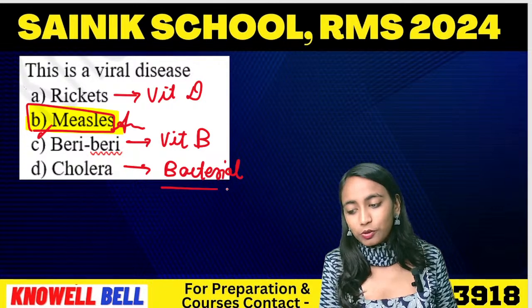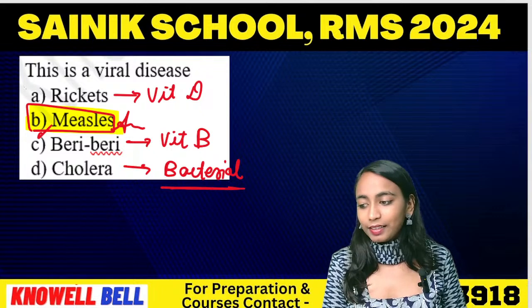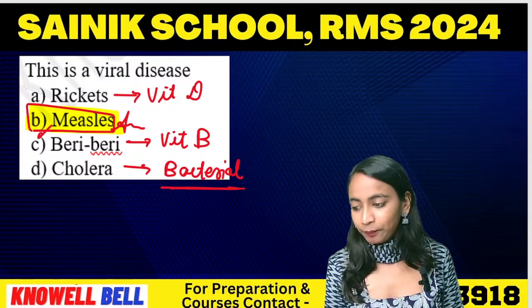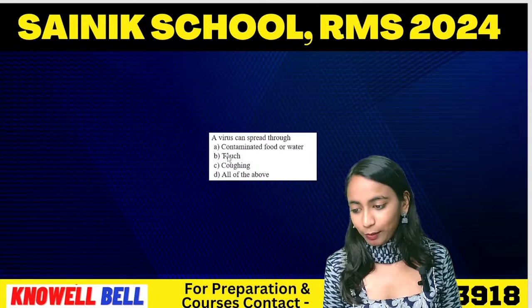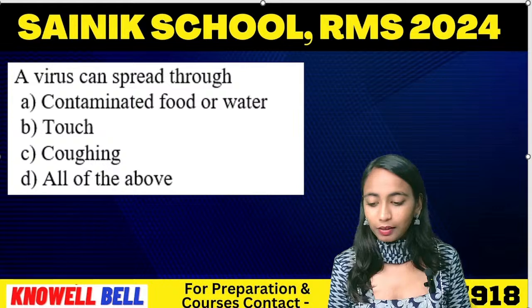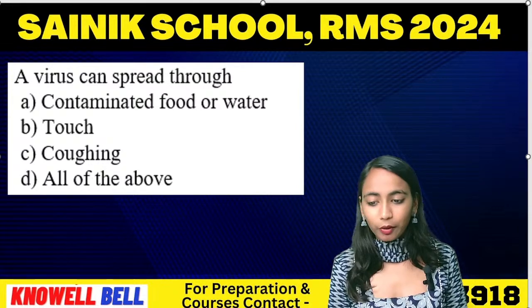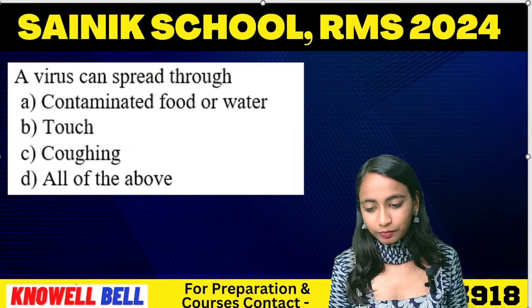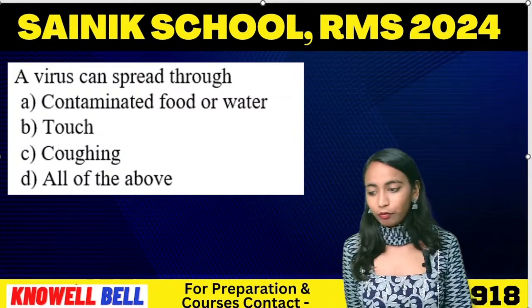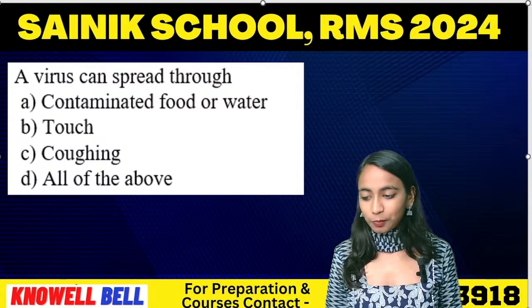Cholera किसके through caused होता है? Cholera is caused due to the bacterial disease. Okay, so the right answer here is option B. Okay, measles. Measles is a viral disease. Viral disease के लिए question था. A virus can spread through contaminated food or water, touch, coughing, or all of these. What are the causes for the spread of viruses? Okay, what are the causes for the spread of viruses? Viruses एक जगह से दूसरी जगह पे कैसे spread होते हैं?